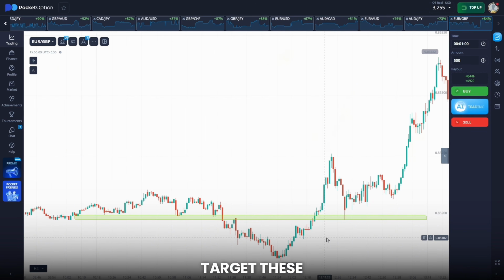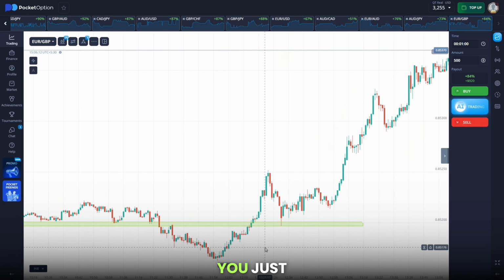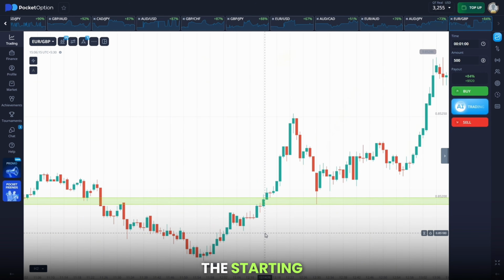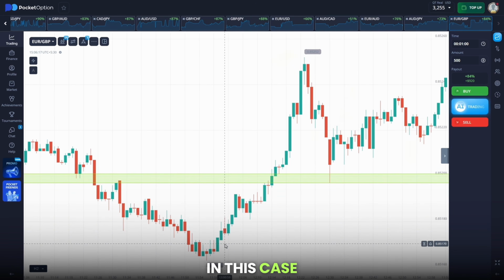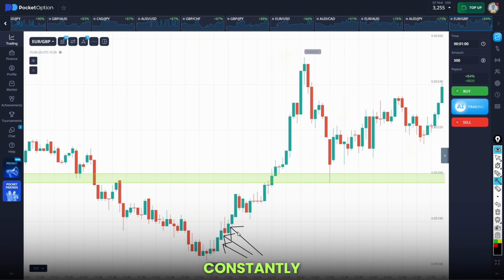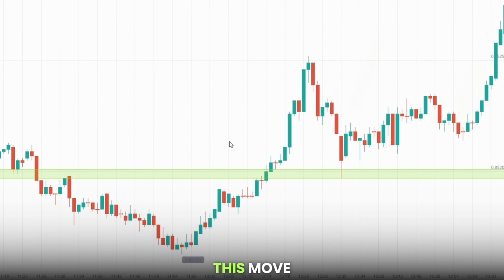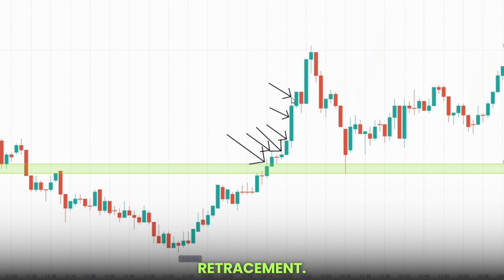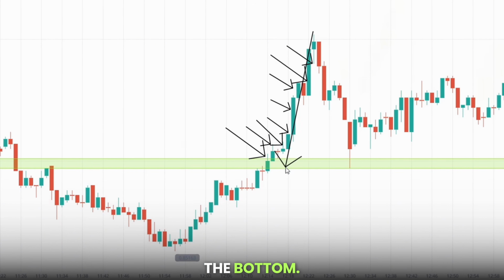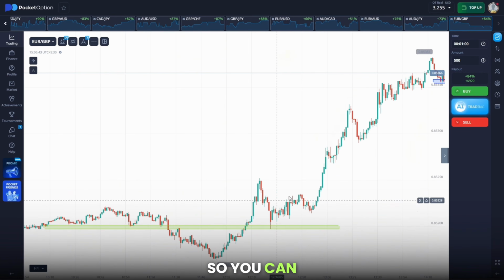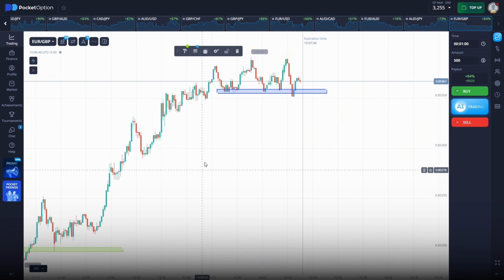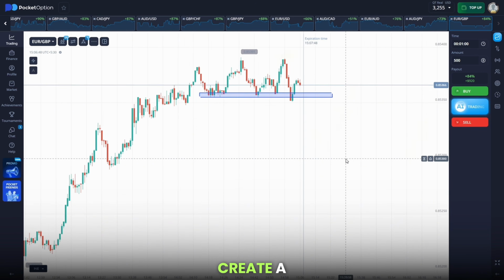So you can target these reversal zones like this. You just have to find the starting point of manipulation. In this case, you can see that price was going constantly up, then some retracement, finally a breakout. Now after this breakout, the price retraces back, hit the liquidity, after that it goes up, and after this move there was no proper retracement, but price finally reversed, hit the bottom, then a reversal. So you can expect reversal, clear reversal, if you can create a clear zone.